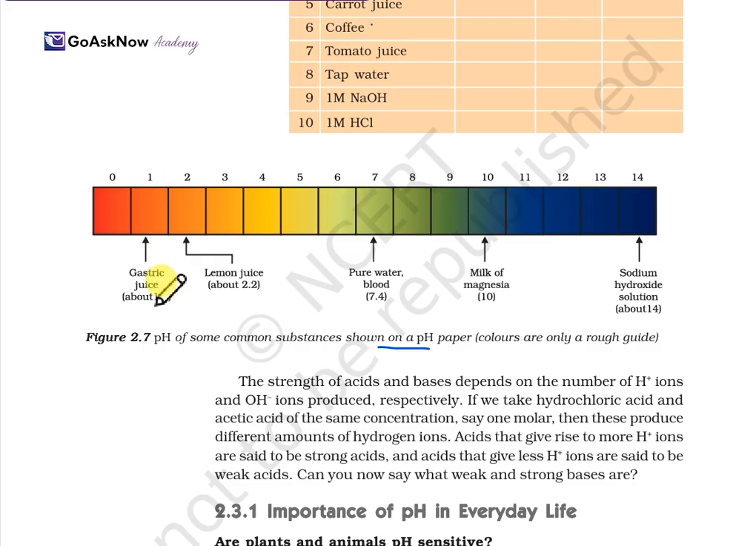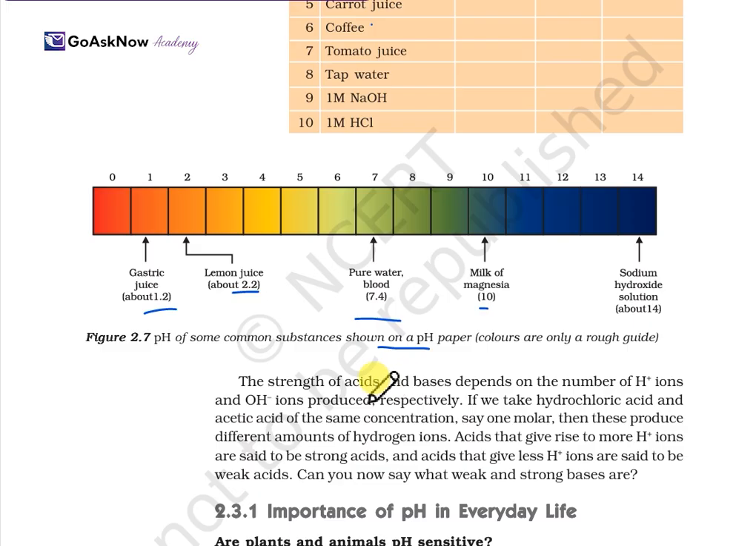So see, gastric juice is about 1.2, lemon juice is nearly 2.2. Pure blood pH value is 7, keep in mind, which is almost 7.4. Milk of magnesia is about 10. The sodium hydroxide solution is about 14 only. Now, the pH of some common substances shown on the pH paper colors is only a rough guide.